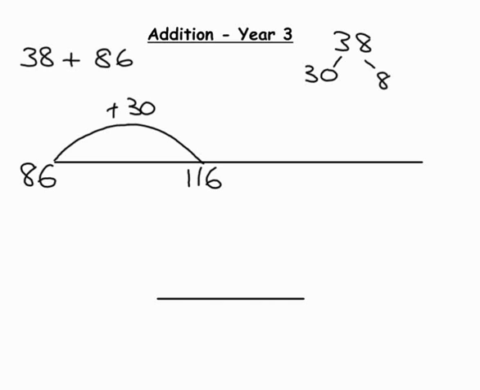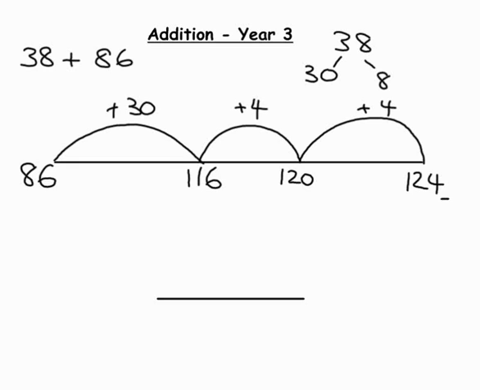Now the children know that they've got 8 left, so they can jump in as many steps as they want to. So probably the easiest thing that will come to mind will be to do 2 jumps of 4. So they do 1 jump of 4 to 120, then 1 more jump of 4, which gets them 124 as their final answer, and then we do ask them to put it back into their calculation, so we know the answer is definitely there.